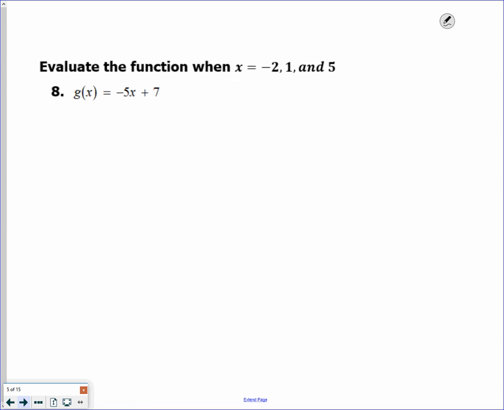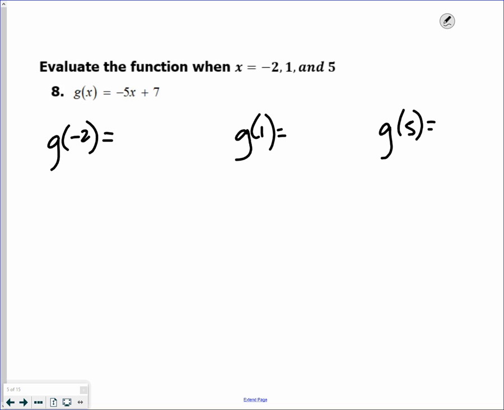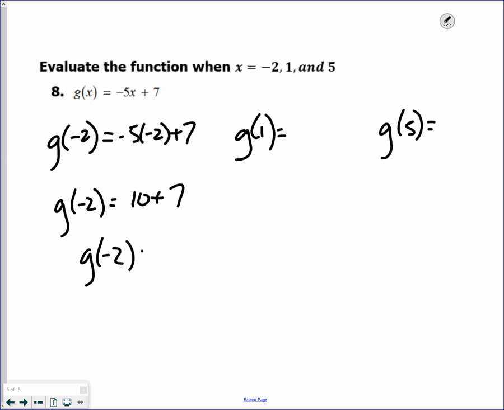Now, you are given 3 x values to plug in here. So I want to find what g of -2 equals. I want to find what g of +1 equals. And I want to find what g of 5 equals. So I'm going to plug -2 in for x and solve. So -5 times -2 gets you g of -2 equals 17.